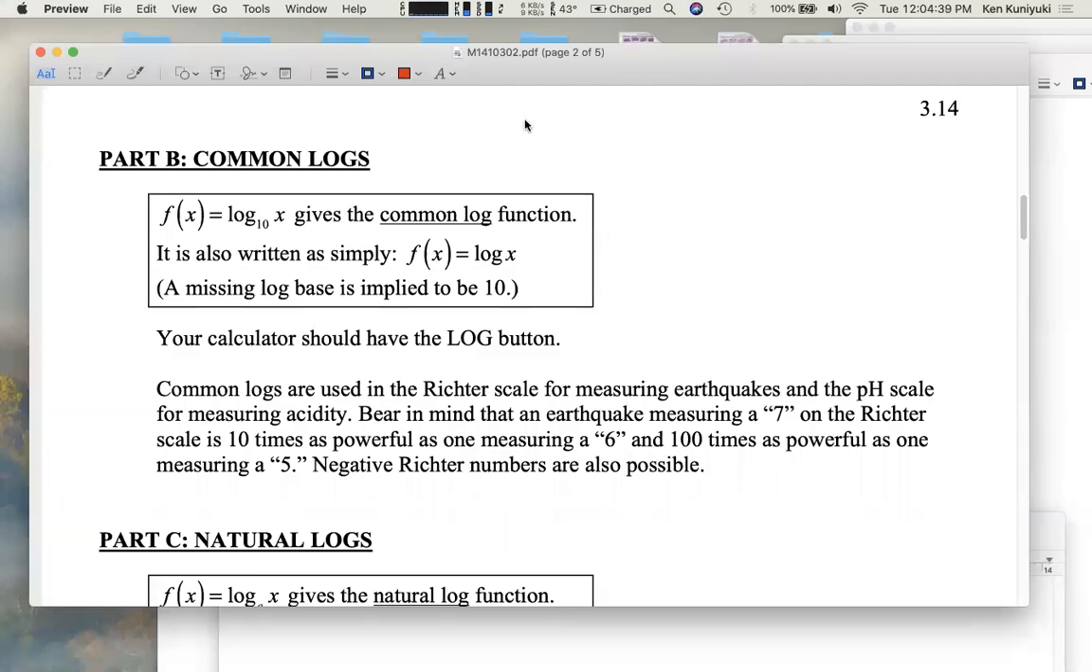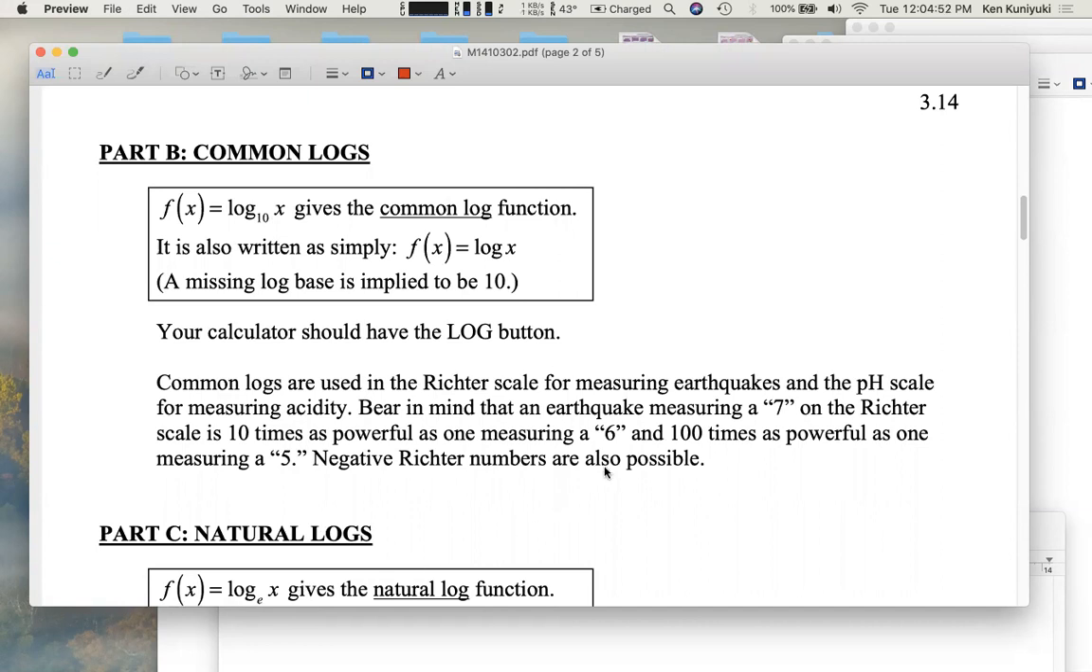Hi everyone, we're continuing with section 3.2 on log functions and their graphs. So before, we talked about common logs, log base 10 of x, and natural logs, log base e of x. But let's talk about logs in general. What are some properties that logs of various types have in general? What are the properties of logs?